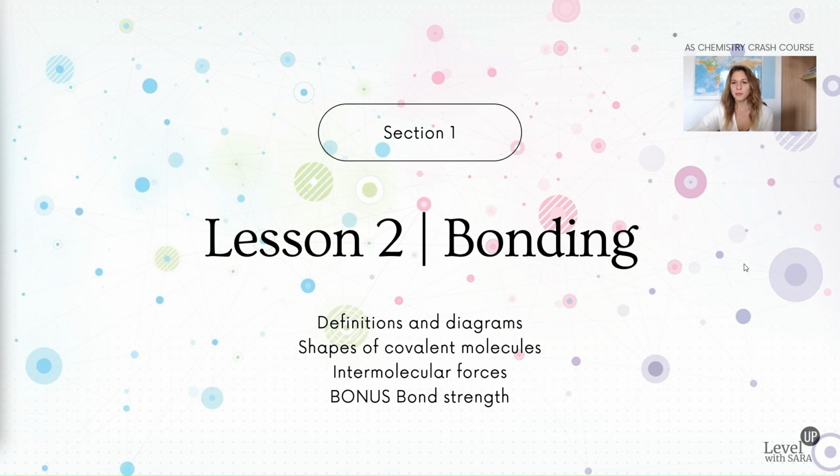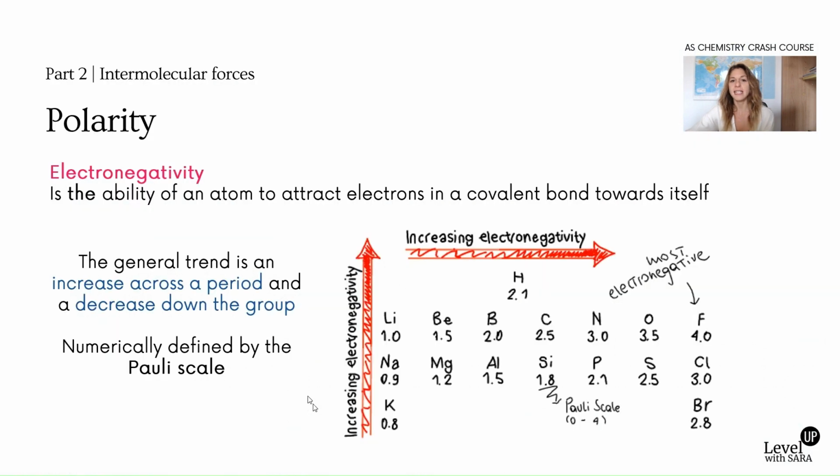In the second part of the lesson, we talk about intermolecular forces. Before we understand how they arise and the consequences that they have on properties, we really need to look at one very important property, that is electronegativity. As a definition, it is the ability of an atom to attract electrons in a covalent bond towards itself. But let's think about why they attract electrons toward themselves. The most important thing to understand is the nuclear attraction.